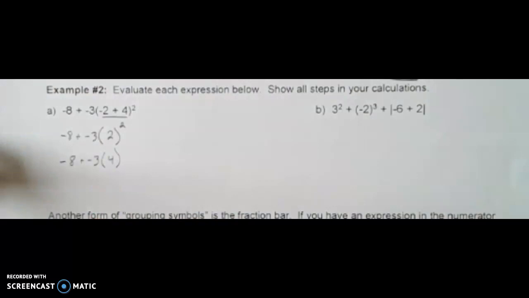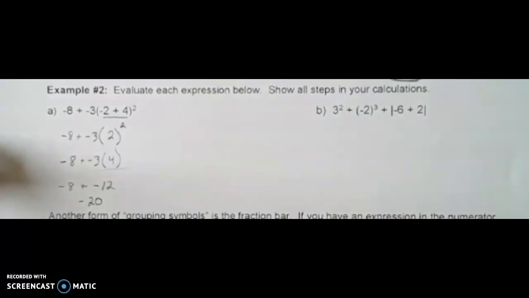Looking at this now, I see addition and I see multiplication. I'm going to do the multiplication. So negative 8 plus negative 3 times 4. A negative times a positive is a negative, so that's going to give us negative 12. And the last thing we're going to do is negative 8 plus negative 12, which is negative 20.